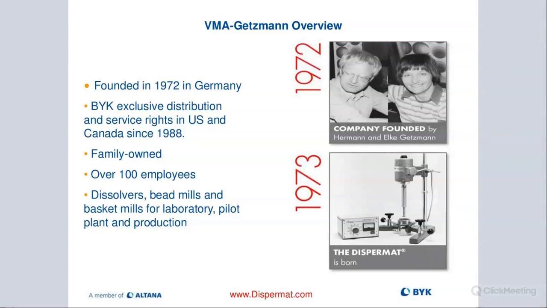So the company is growing rapidly. We have over 100 employees at VMA, and the company is known to make really high quality dispersing machines, bead mills, basket mills for the lab, pilot as well as the production space. And then on the bottom right, you can see the very first Dispermat was actually introduced 51 years ago, and it was the very first Dispermat.